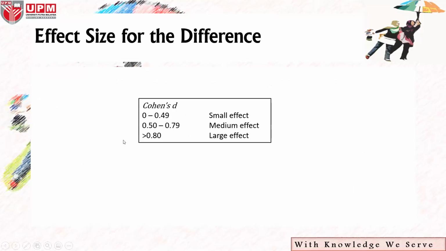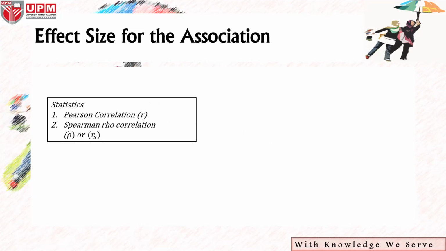Okay. So ni the effect size, the cut-off point for the effect size yang we mostly use, the first one is by Cohen D. The value lesser than 0.5 indicate small effect. The value lesser than 0.8 indicate the medium effect. 0.8 and above, large effect size. Okay. This one is measure for association, effect size for the association.